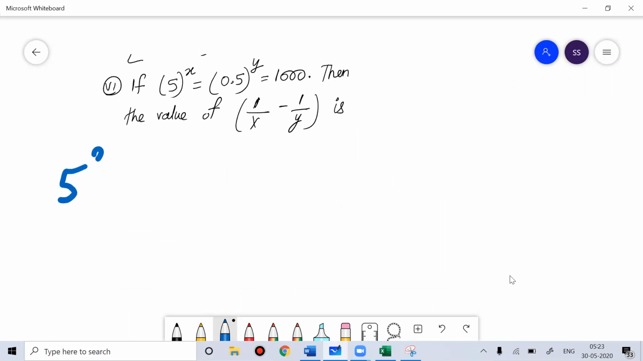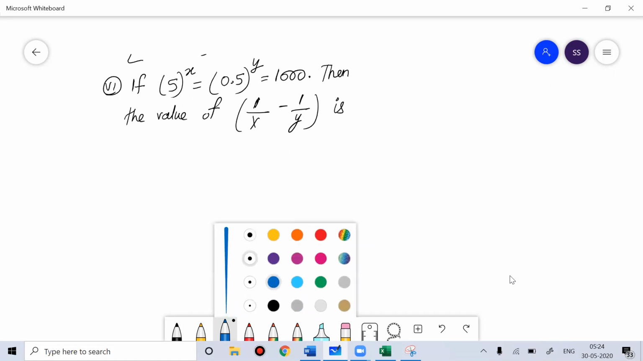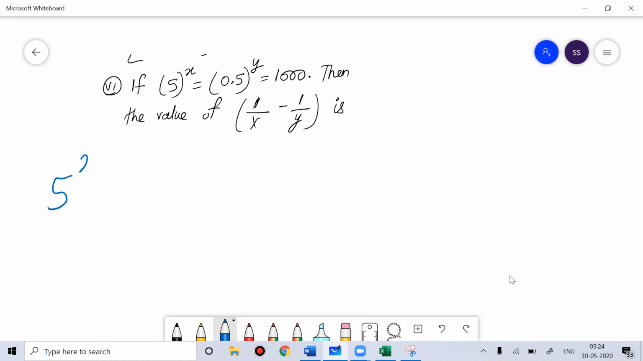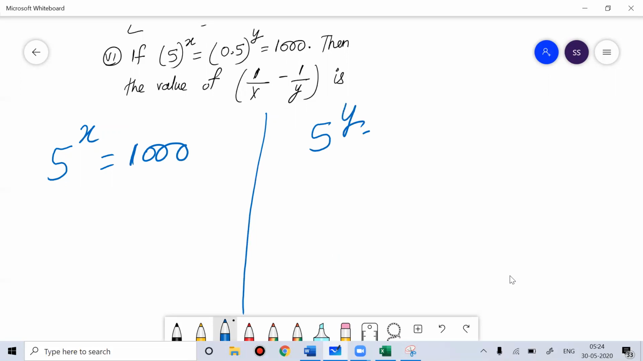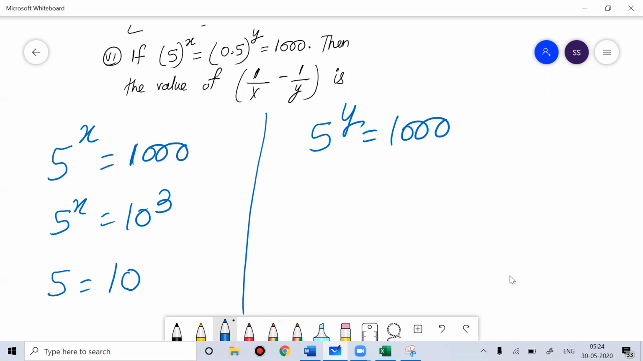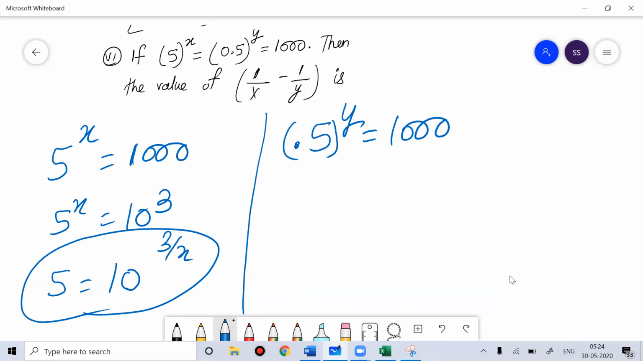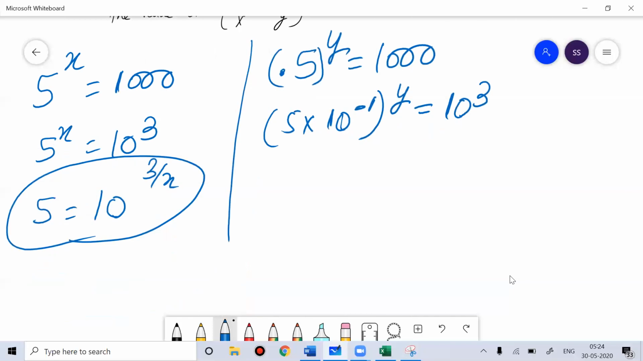Suppose this is 5 to the power x, and 5 to the power x is equal to 1000. Or I can write 5 to the power y is equal to 1000. So I can write 5 to the power x is equal to 10 to the power 3. So I can write 5 is equal to 10 to the power 3 by x. Then 0.5 means 5 into 10 to the power minus 1, to the power y is equal to 10 to the power 3. So this is 5 to the power y into 10 to the power minus y equal to 10 to the power 3.